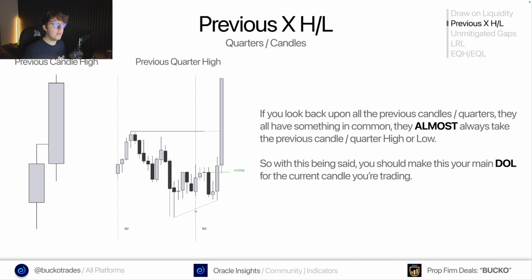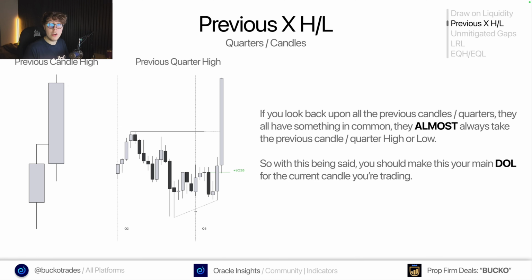okay? Same thing with trading the quarters, intraday, can be on the 90-minute cycle, microcycle. If you're bullish for that specific cycle, you want to be targeting the previous quarter highs, and if you're bearish, you want to be targeting the previous quarter lows, okay? So if you look back upon all the previous candles / quarters, they all have something in common. They almost always take the previous candle high or quarter high or low, okay?